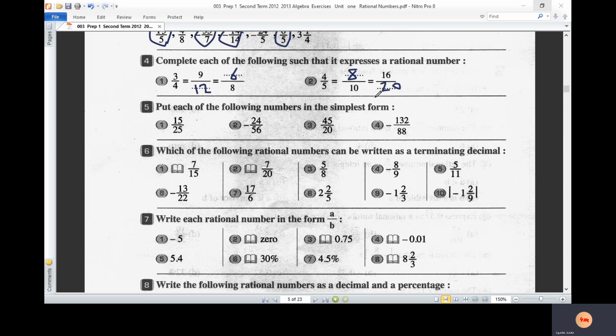Negative 1 and 2 thirds, we know that 1 third equals 0.3 repeated. So it will be negative 1.6 with the 6 repeated. So it's a recurring decimal. Negative 1 and 2 over 9, when you divide 2 over 9 using your calculator, you will get 2 recurring. It will be 1.2 repeated decimal. So it's a recurring decimal.